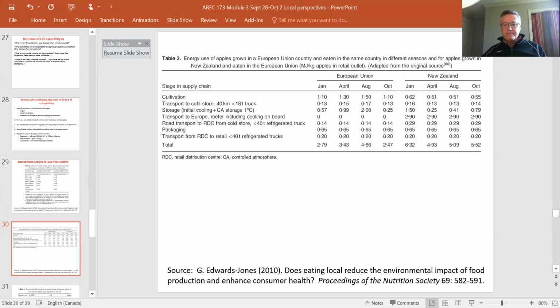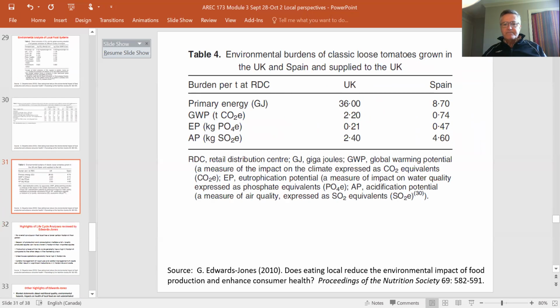So the only thing that's different here is this 2.90. The cost of transporting by ship from New Zealand to the UK is 2.9. That's almost canceled out in August by lower consumption, lower amounts of storage costs and lower cultivation costs. So almost everything else is lower in New Zealand, but that's about balanced off by the difference in cost of transport.